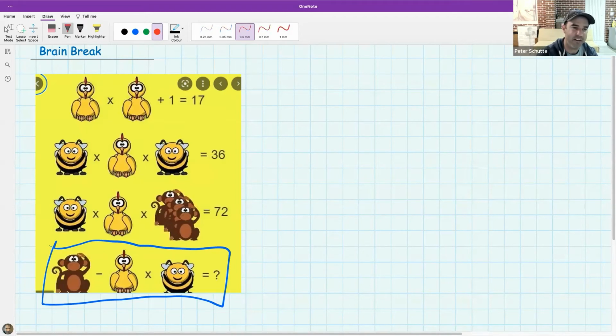So it feels like the bird is 4. And so I'm going to put 4s throughout.